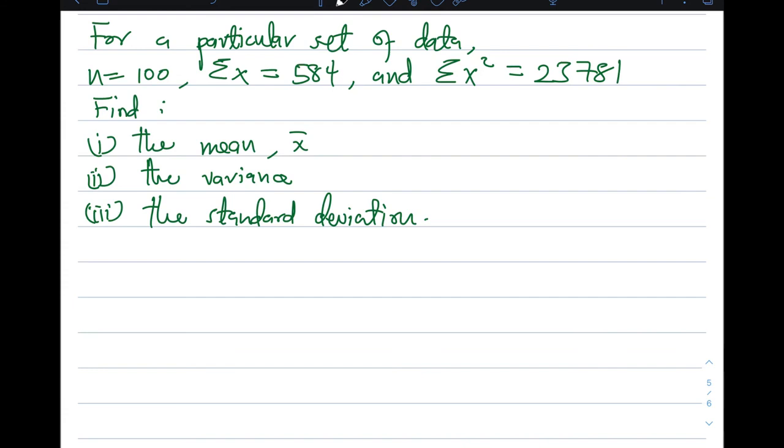So let's see. We are supposed to find the mean. So that is the I. Well, the mean is giving us sigma x over n. Okay, and sigma x is 584 divided by n, which is 100, and this should give you 5.84.